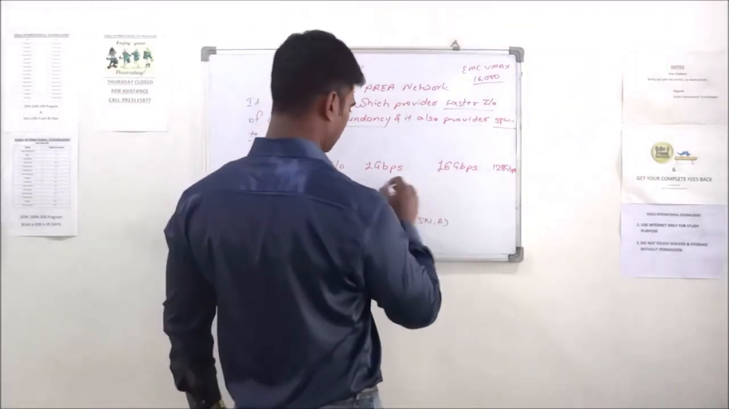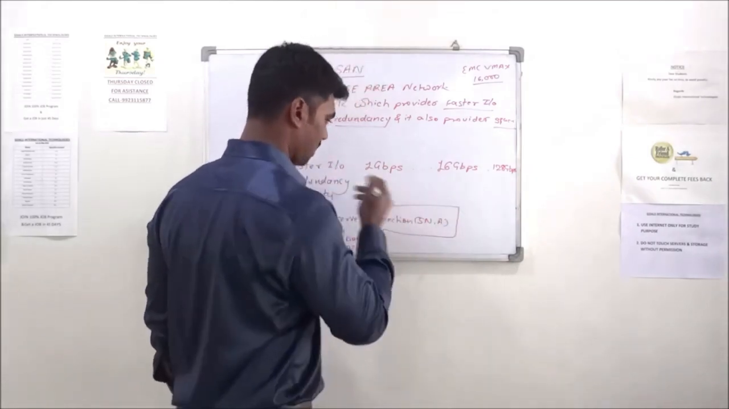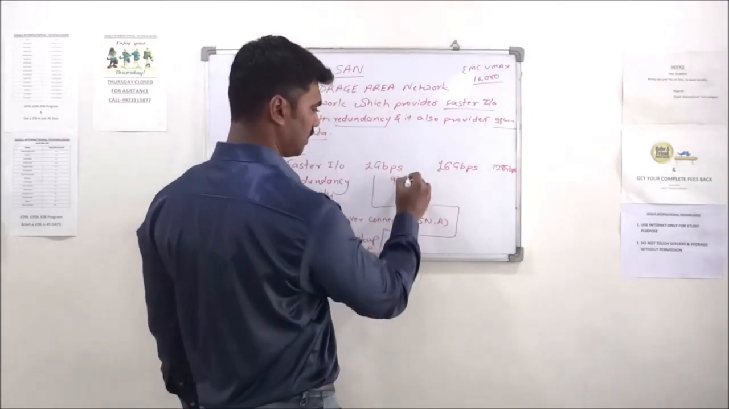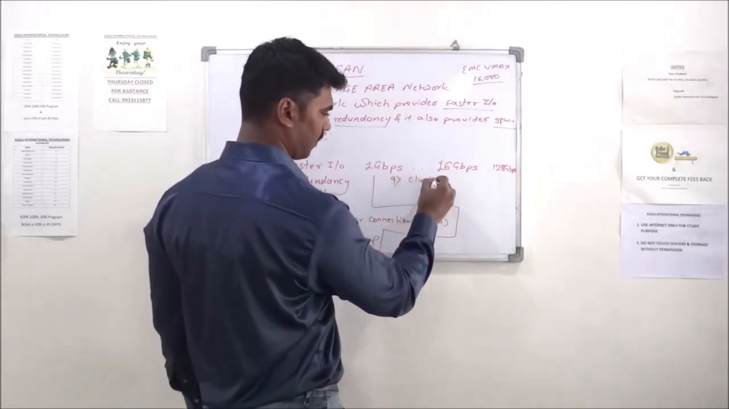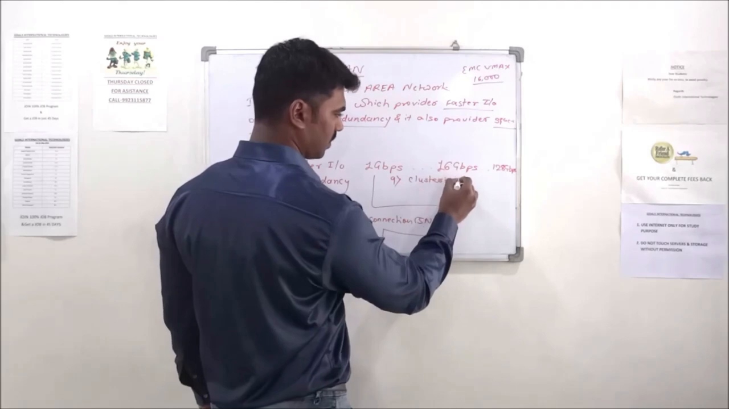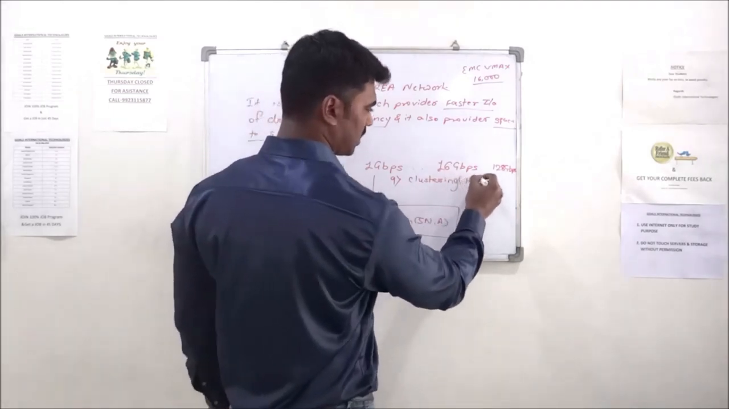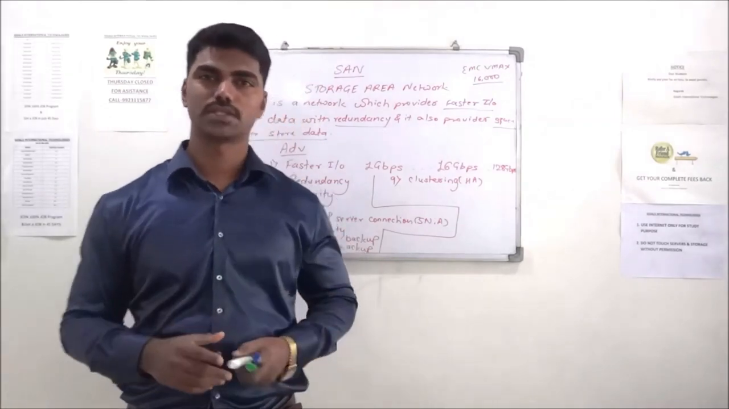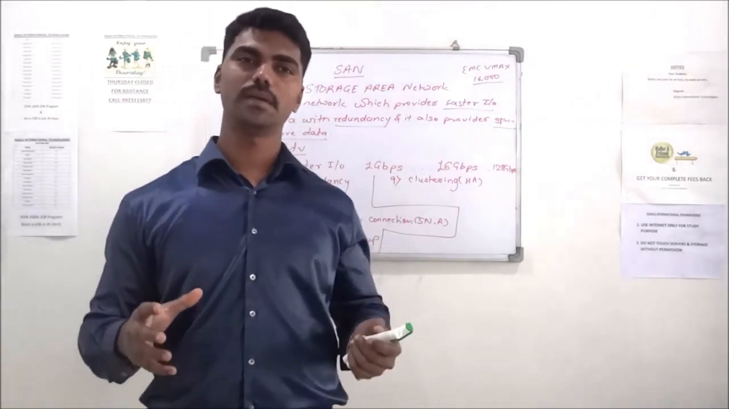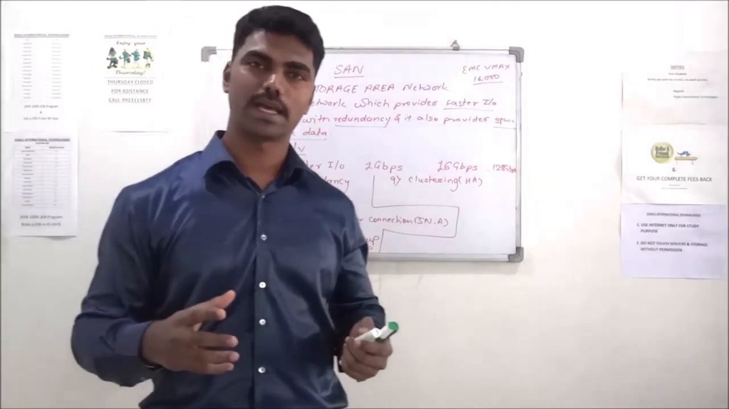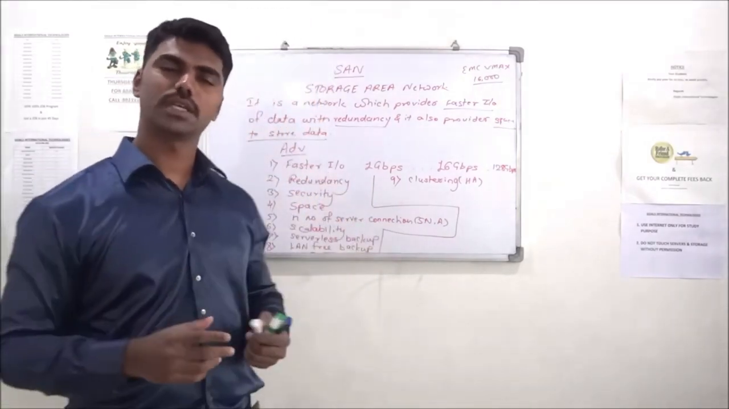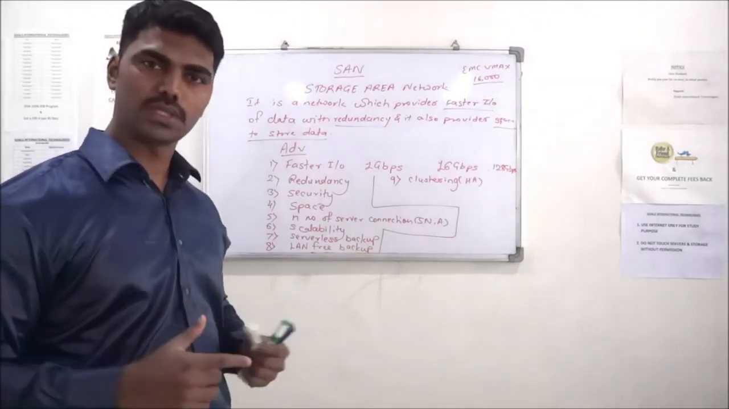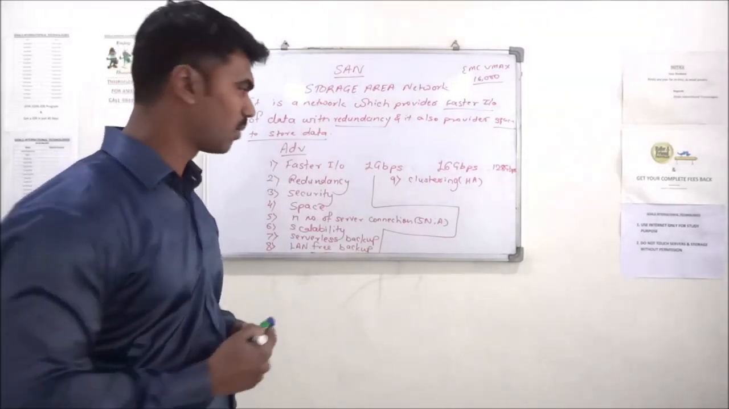Then the ninth advantage of this technology is clustering, or we can call it high availability. To implement OS level clustering, we require a SAN environment because it provides block level access, and raw space is required for that. So without SAN we cannot do the clustering, so SAN is compulsorily required.